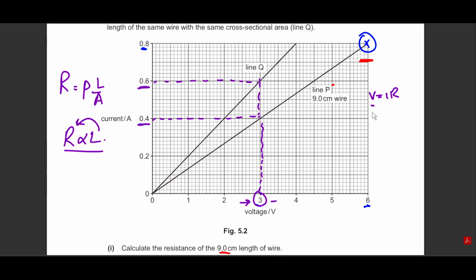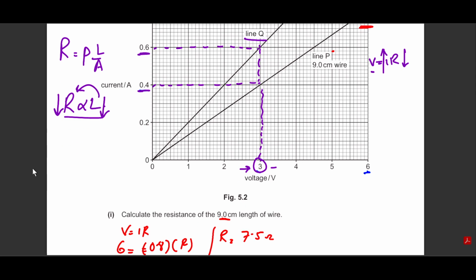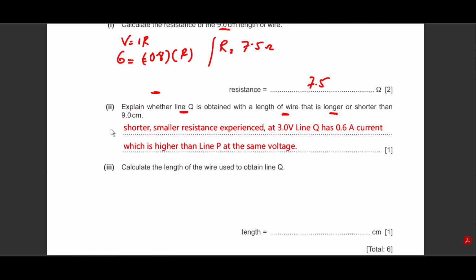If at the same voltage there is higher current flowing, the resistance will be smaller. So we can argue that line Q is shorter because it has low resistance. If the resistance is low, the length is smaller or shorter. And that's what we're going to argue using values from the graph. So we'll say that it is shorter because it has smaller resistance, or is offering lower resistance.